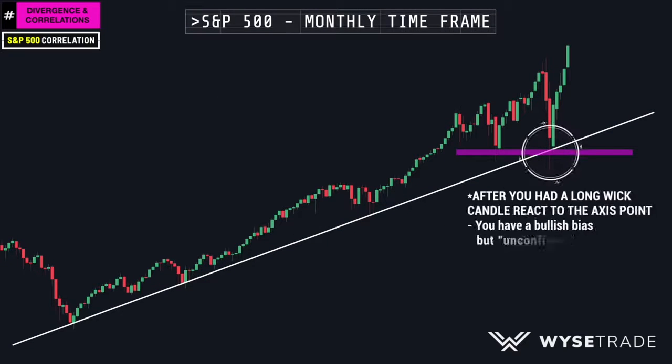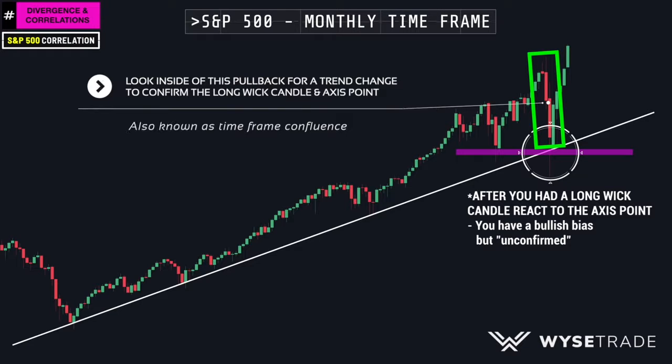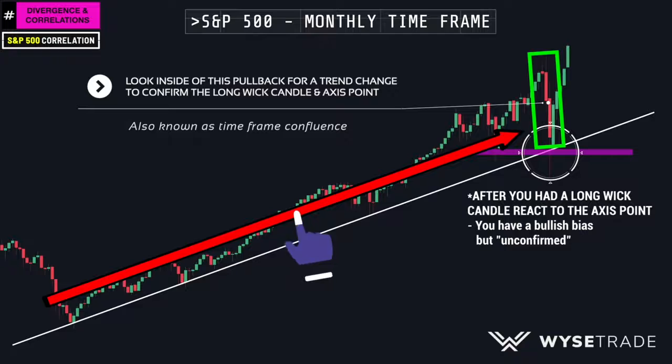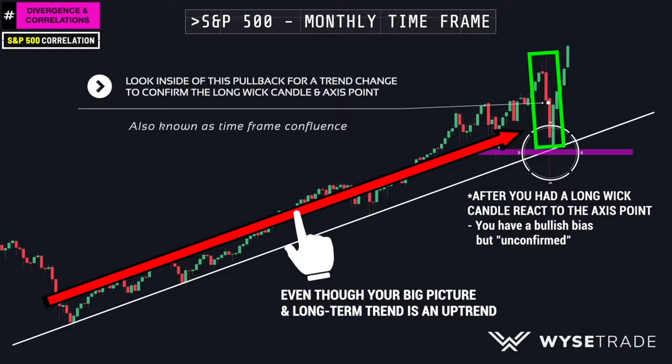So after we had this very long wick candle react to the access point, this gave us a bullish bias, but unconfirmed, because it is the monthly time frame and we don't enter trades on it. So what we needed to do is go to the daily and look for price action that showed a trend change inside of this downtrend and confirm the monthly price action. And the reason we need to do this is because even though your long-term trend is an uptrend, your short-term trend is still a downtrend. So we need the trend change from a downtrend to an uptrend to be confirmed, aka time frame confluence. So let's pull up the daily.